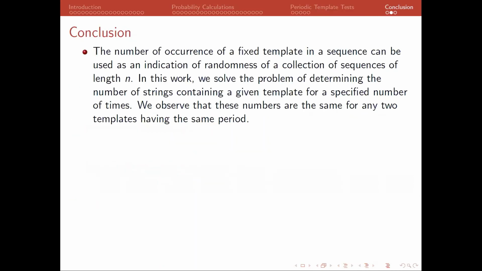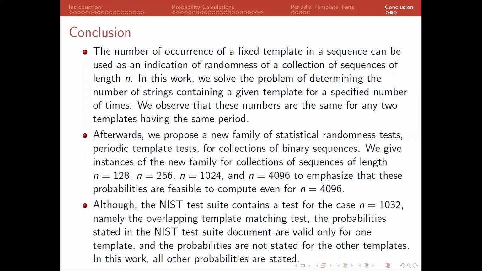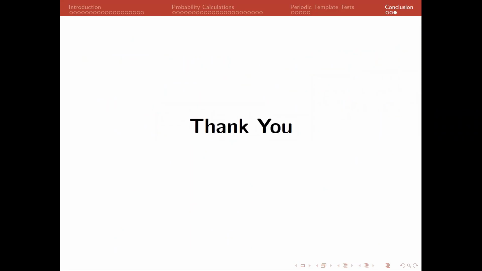And I have some conclusion, but before that let me conclude this talk first. Here we evaluate the number of occurrences of a fixed template in a sequence, and we use it as an indication of randomness of collections of sequences of length n. This is an important topic, but it is also an interesting mathematical problem, and we observe that these numbers are the same for any 2 templates with the same period. And we propose a new family of statistical randomness tests, and we correct the probabilities for this test suite. But in this talk, before concluding it, I want to talk about future ideas.